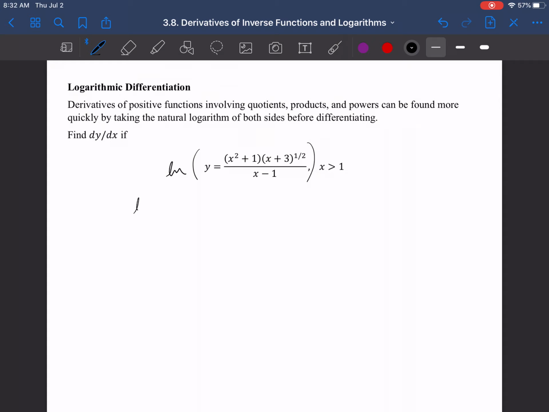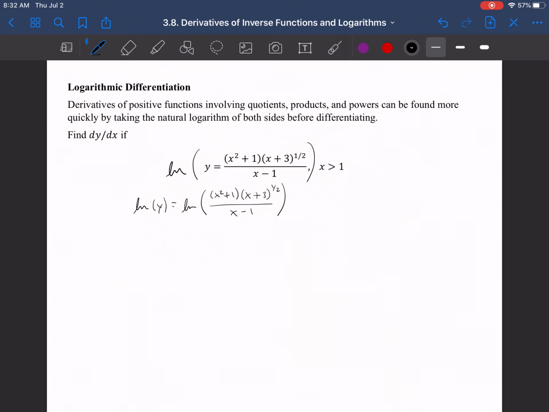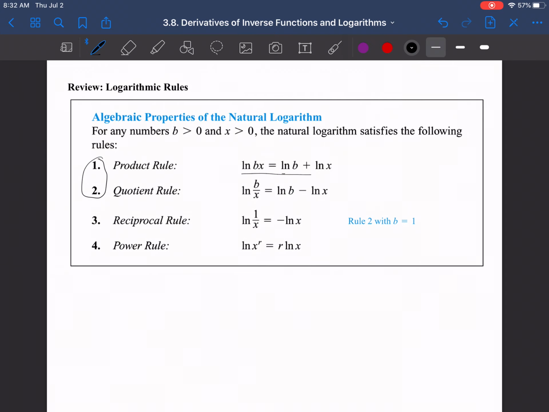So we're going to get the natural log of y equals the natural log of x squared plus 1 times x plus 3 to the 1/2 over x minus 1, all right? And so what's going to happen is we can now split this up according to our log rules, our product and quotient rules, these two right here. Where it's multiplied together here in the numerator, that's just this rule. For the denominator, that's this rule.